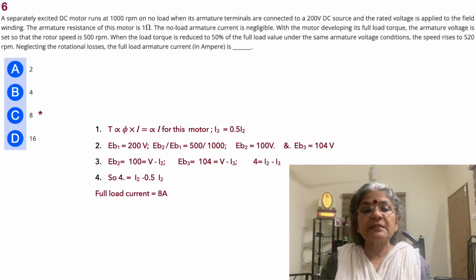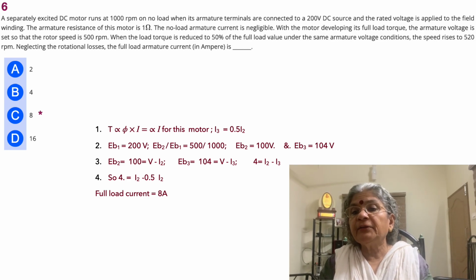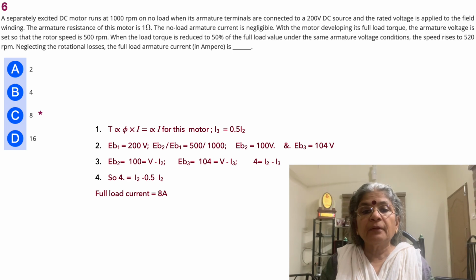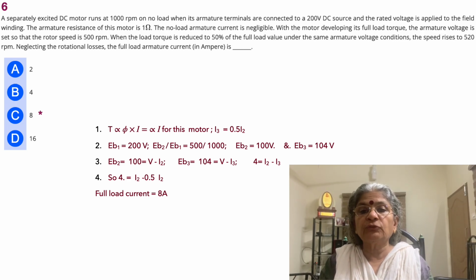Now let's see what problem 6 has to offer. A separately excited DC motor runs at 1000 RPM at no load when its armature terminals are connected to a 200 volt DC source and the rated voltage is applied to the field winding. So much data is given: separately excited, 1000 RPM, terminal voltage 200 volt, and rated voltage applied to the field winding.